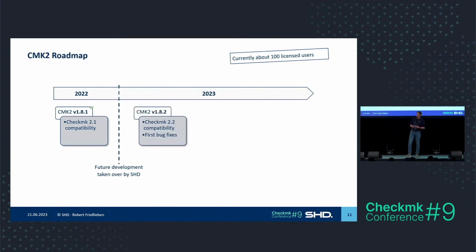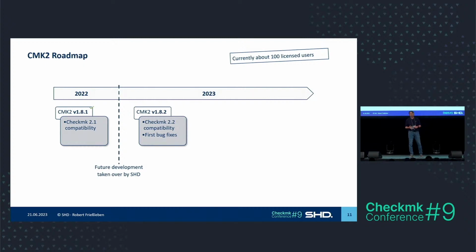I really would like to say the current release is 1.8.2, but as it always is, a little bug stopped us in the test phase, belonging to the incompatibility between PHP 7.4 and PHP 8. But we fixed it, and I hope we will release it in the next week. This will come with the Checkmk 2.2 compatibility.